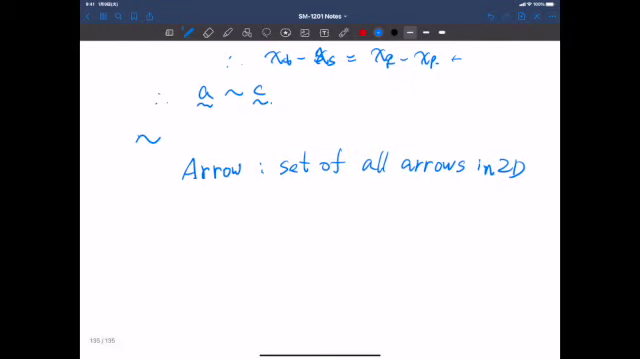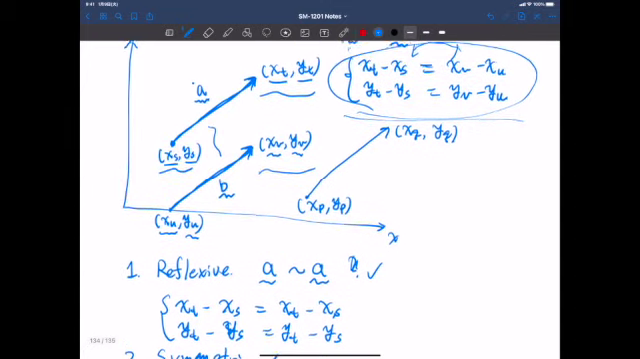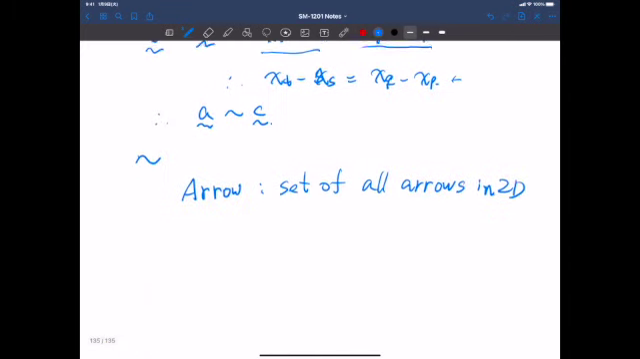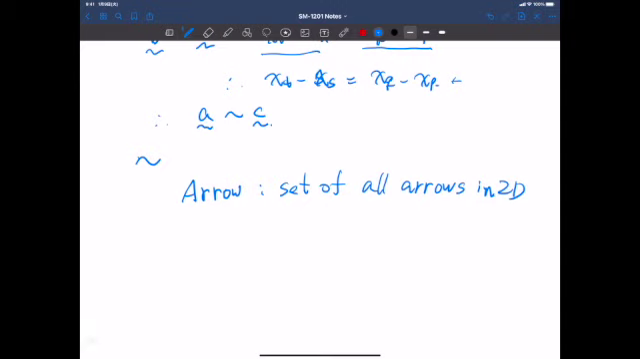So to specify one arrow in two dimensions, we need to specify four numbers: x, y for the source and x, y for the target. So this is two-dimensional space for the source and two-dimensional space for the target, which is four real numbers. Okay, a tuple of four real numbers. So an arrow is actually this set.